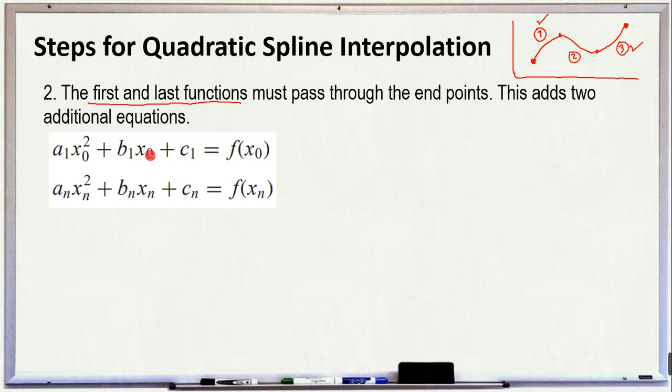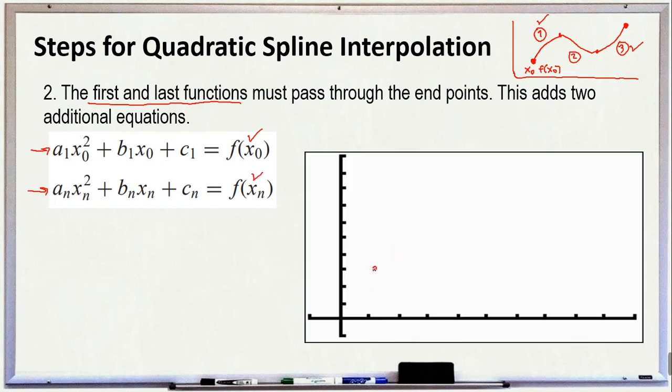So if we represent it, this is it. This represents the first quadratic spline, since this is a sub 1. But the x here is substituted with the first data point, which is x naught and f of x naught. That is what you see. And for the last, it depends on how many intervals. So this is n, the last quadratic spline, and this is the last data point, x n, and f of x n. Did you understand?